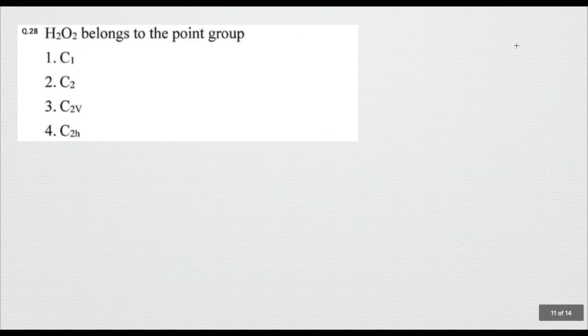The next question says that H2O2 belongs to the point group. So which point group is there in your H2O2 molecule, that is your hydrogen peroxide molecule? When it is not mentioned, see, H2O2 has 3 types of structures. One is the open book structure, the other is cis H2O2, and the other is trans H2O2. Now, if it is not mentioned which H2O2 we are talking about, you have to consider the general form, that is the open book form of it. So the open book arrangement of this H2O2 molecule.